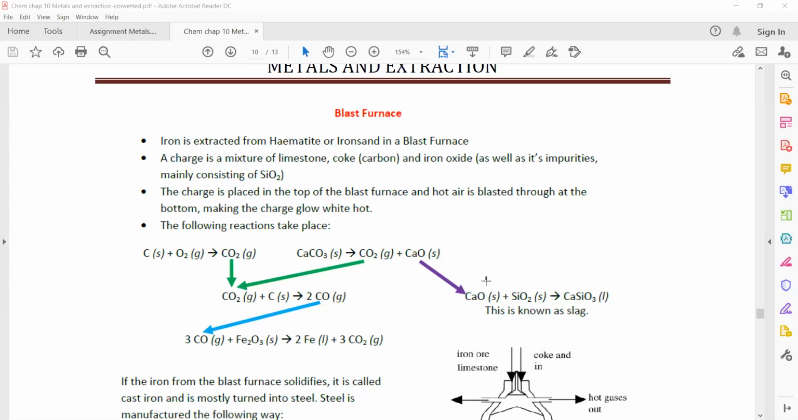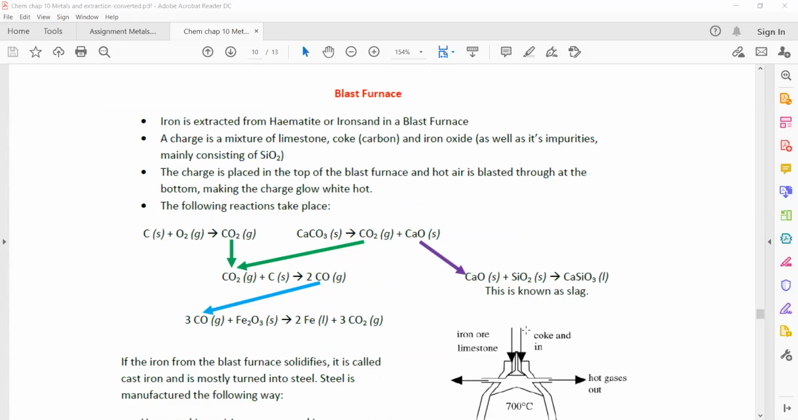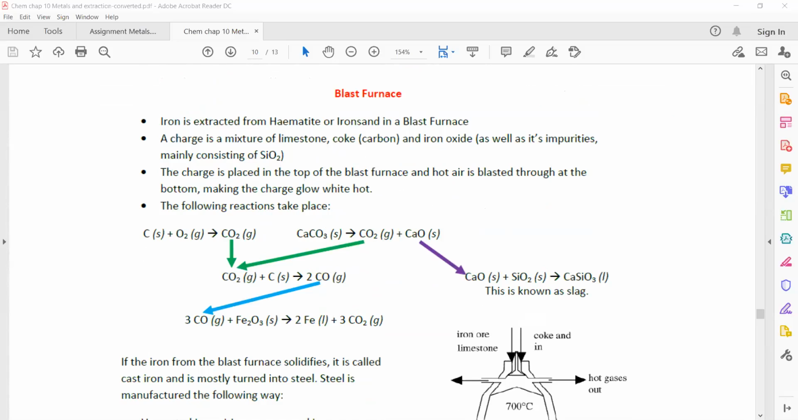Extraction of iron. Last time we discussed the extraction of aluminium, now the extraction of iron. So for this extraction of iron, what is the ore? The ore of iron is hematite. Some books you will find H-A-E-M-A-T-I-T-E, or it is also written like H-E-M-A-T-I-T-E. Both are acceptable, both spellings are right. So hematite is the ore.